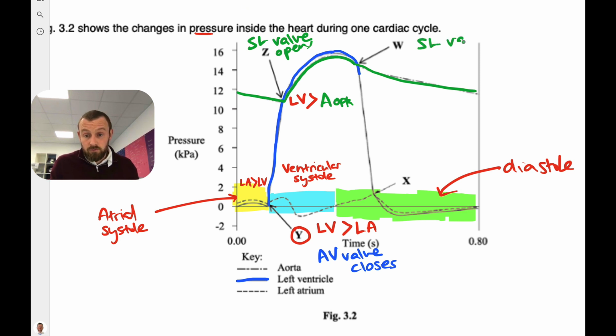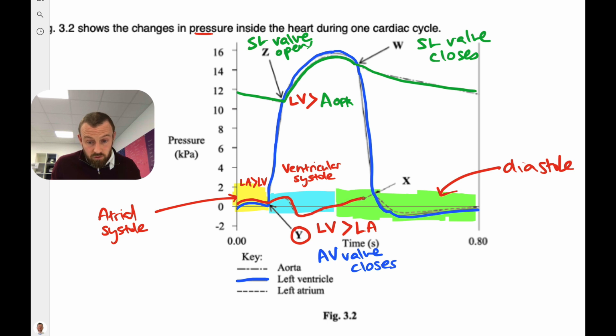SL valve closes, and the pressure in the ventricle keeps dropping, and then it crosses over again. Look, it's crossed over. Let's fully colorify this, because as you know, I like colour, so let's do the atrium pressure in red here. So atrium is in red and the aorta is in green.